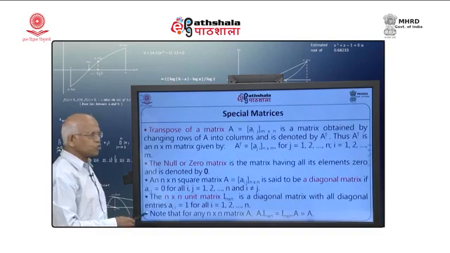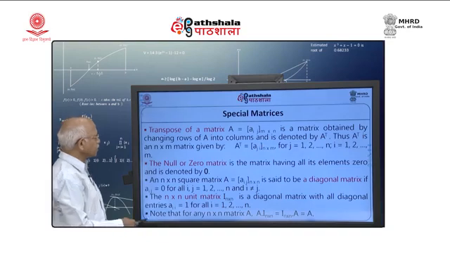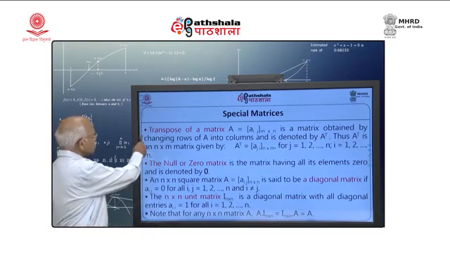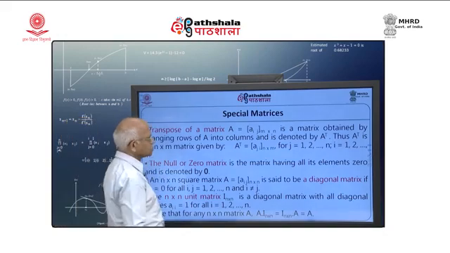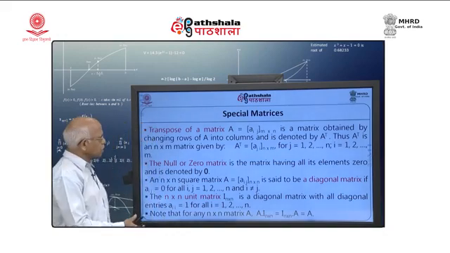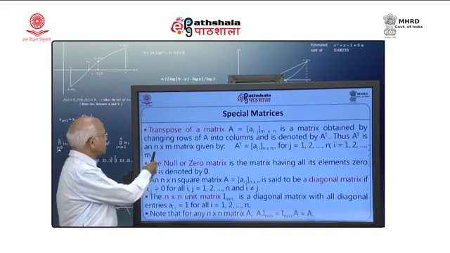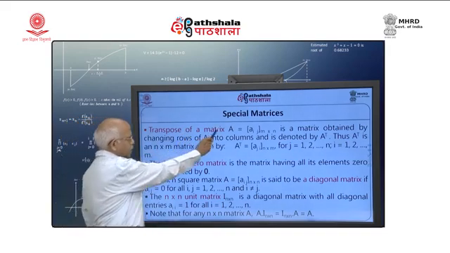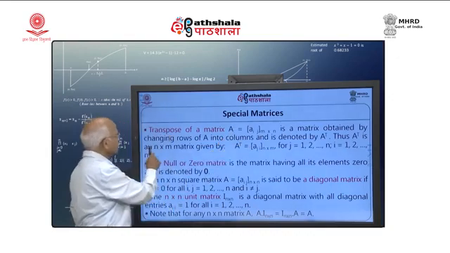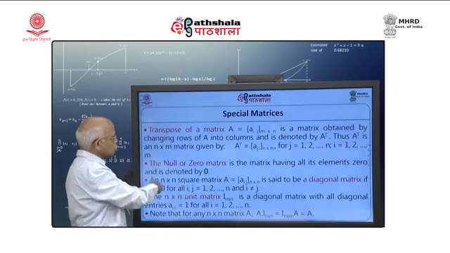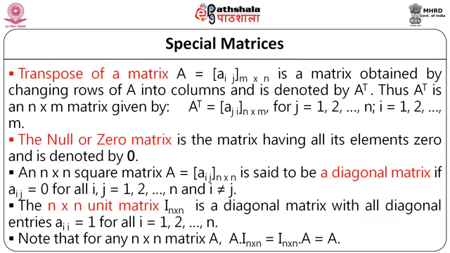Now, there are certain special matrices which come into play during our discussion, and those we are discussing first. So, the transpose of a matrix. You are given a matrix Aij, M cross n. The transpose of a matrix A like this is obtained by changing rows of A into columns and is denoted by A transpose.